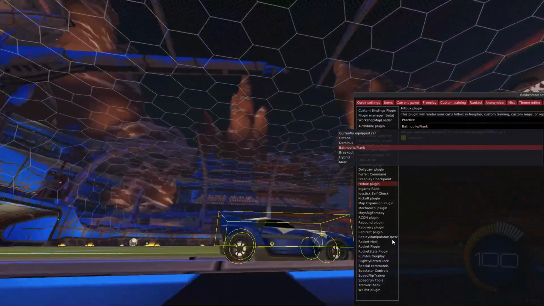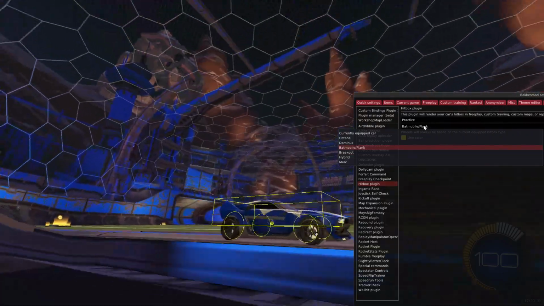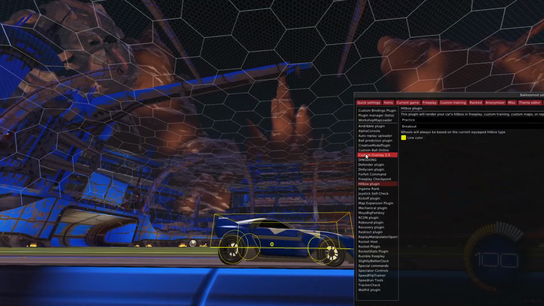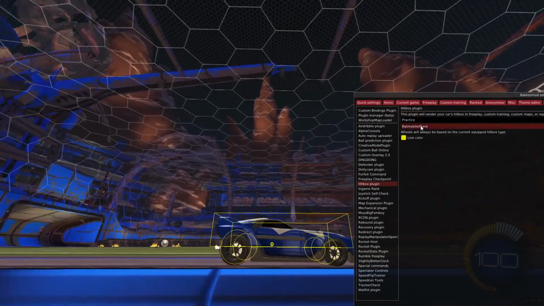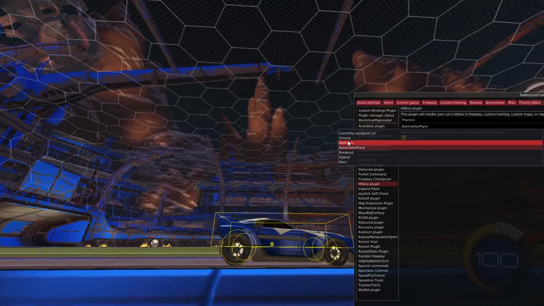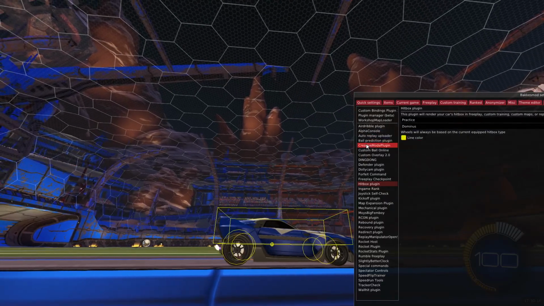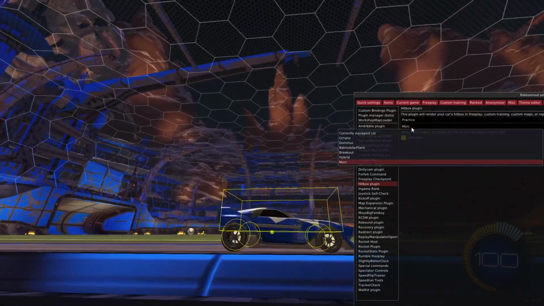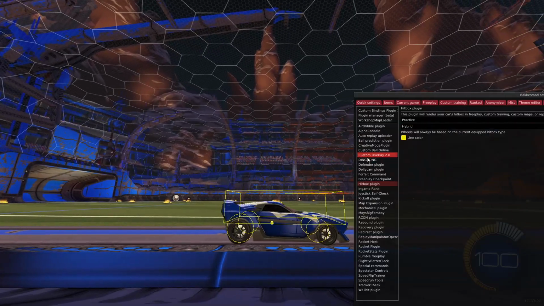For center of mass, or being as close to center as possible, I haven't really calculated this, but the best car is the Breakout. The second best is going to be Batmobile Plank. Third best, I think Dominus. Yeah, I think Dominus. Then Merc. Merc is not the worst in this. And then Octane, and the worst Hybrid.